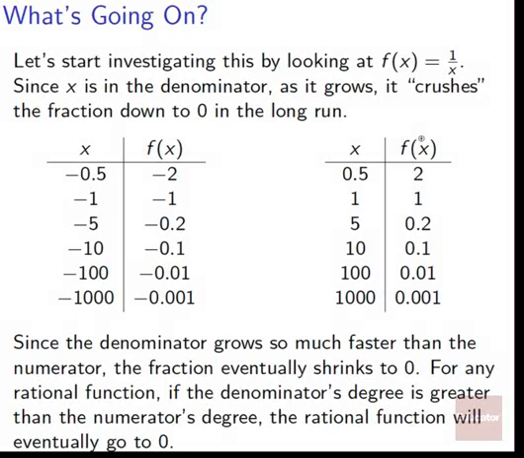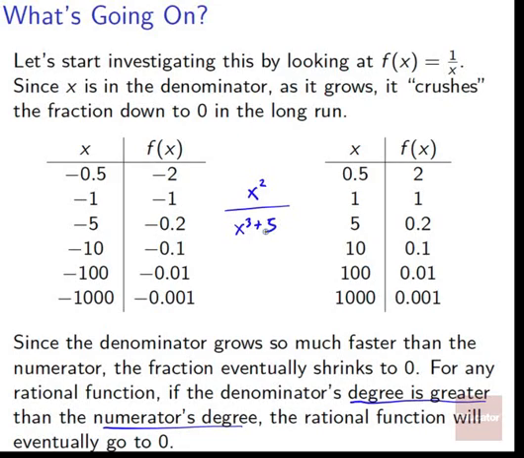For any rational function, if the denominator's degree is greater than the numerator's degree, that is, if the denominator is able to grow faster than the numerator is able to grow, the rational function will eventually go to 0, right? If we've got x squared over x cubed plus 5, that's eventually going to get crushed down to 0 because x squared doesn't grow as fast as x cubed plus 5.